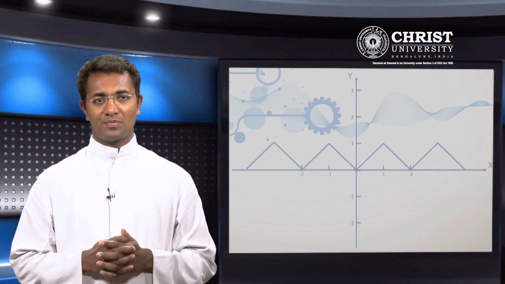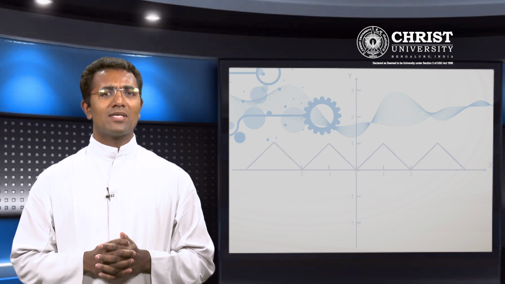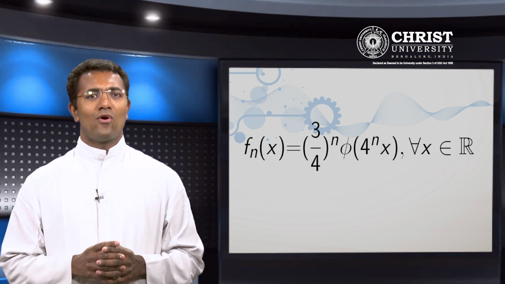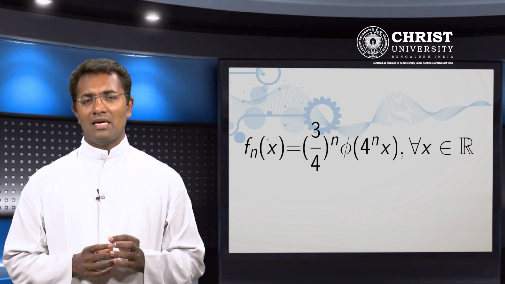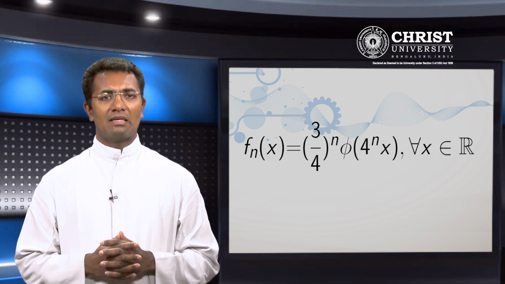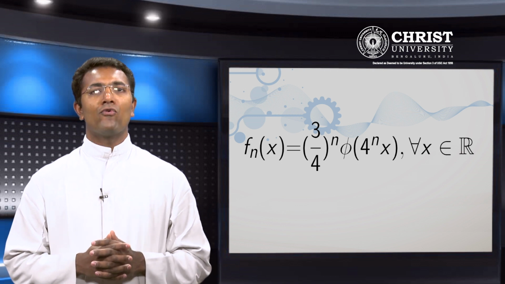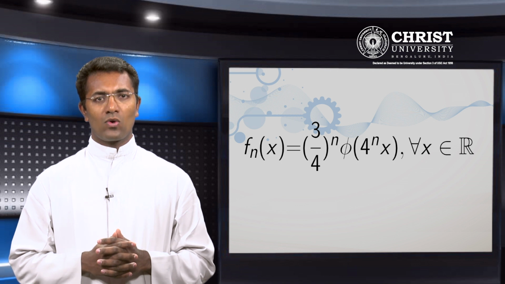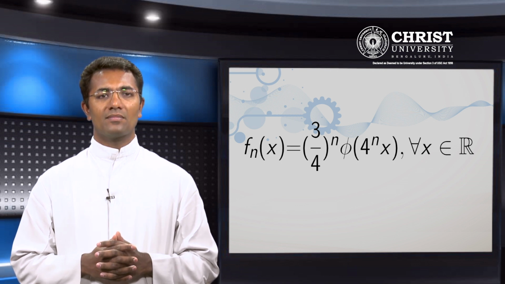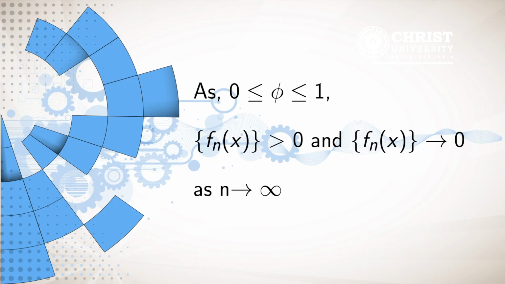We use this function phi for constructing a sequence of continuous functions on the real line in the next stage. For each natural number n, define fn of x as 3 upon 4 power n into phi of 4 power n into x for all x in R. Fn is a sequence of positive real numbers that converges to 0 as n tends to infinity.